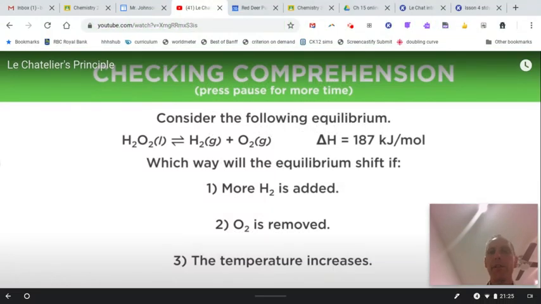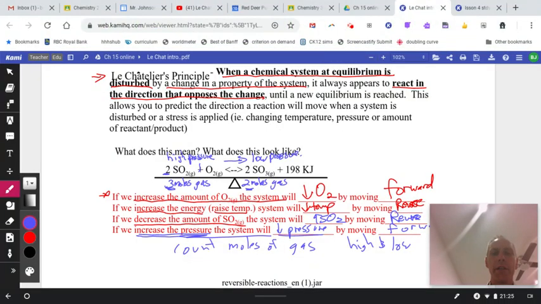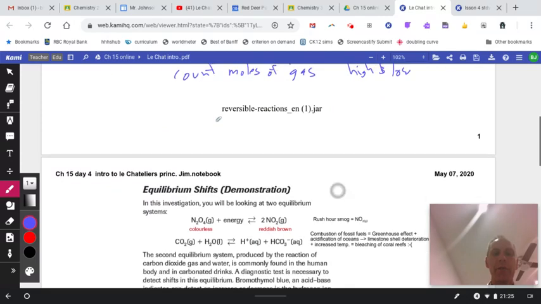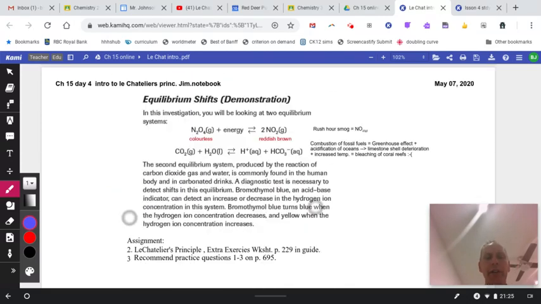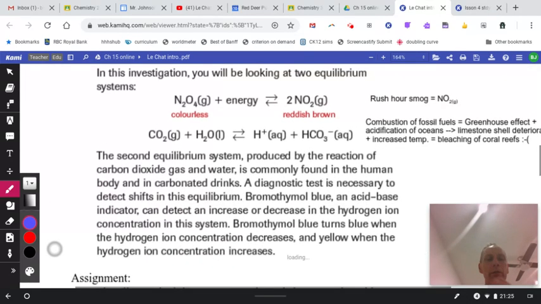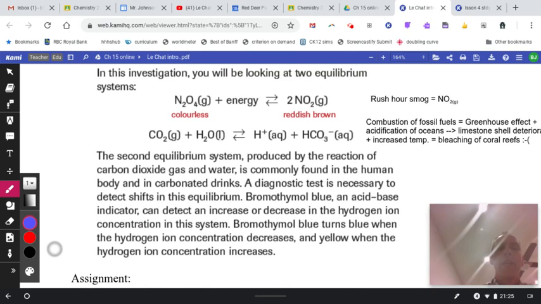Okay, let's jump back to here, and I have one more slide for you. This one is actually very interesting, so we'll just talk about this quick. Dinitrogen tetraoxide is a colorless gas. Nitrogen dioxide is reddish brown.